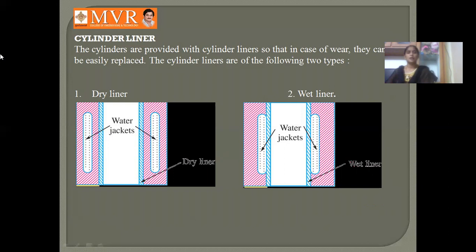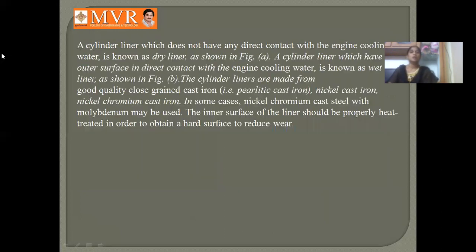In the dry liner, the cylinder walls will be very thick, and it has heavy water jackets. In the wet liner, the spaces will be very low throughout the cylinder liners. A cylinder liner which does not have any direct contact with the engine cooling water is known as a dry liner.